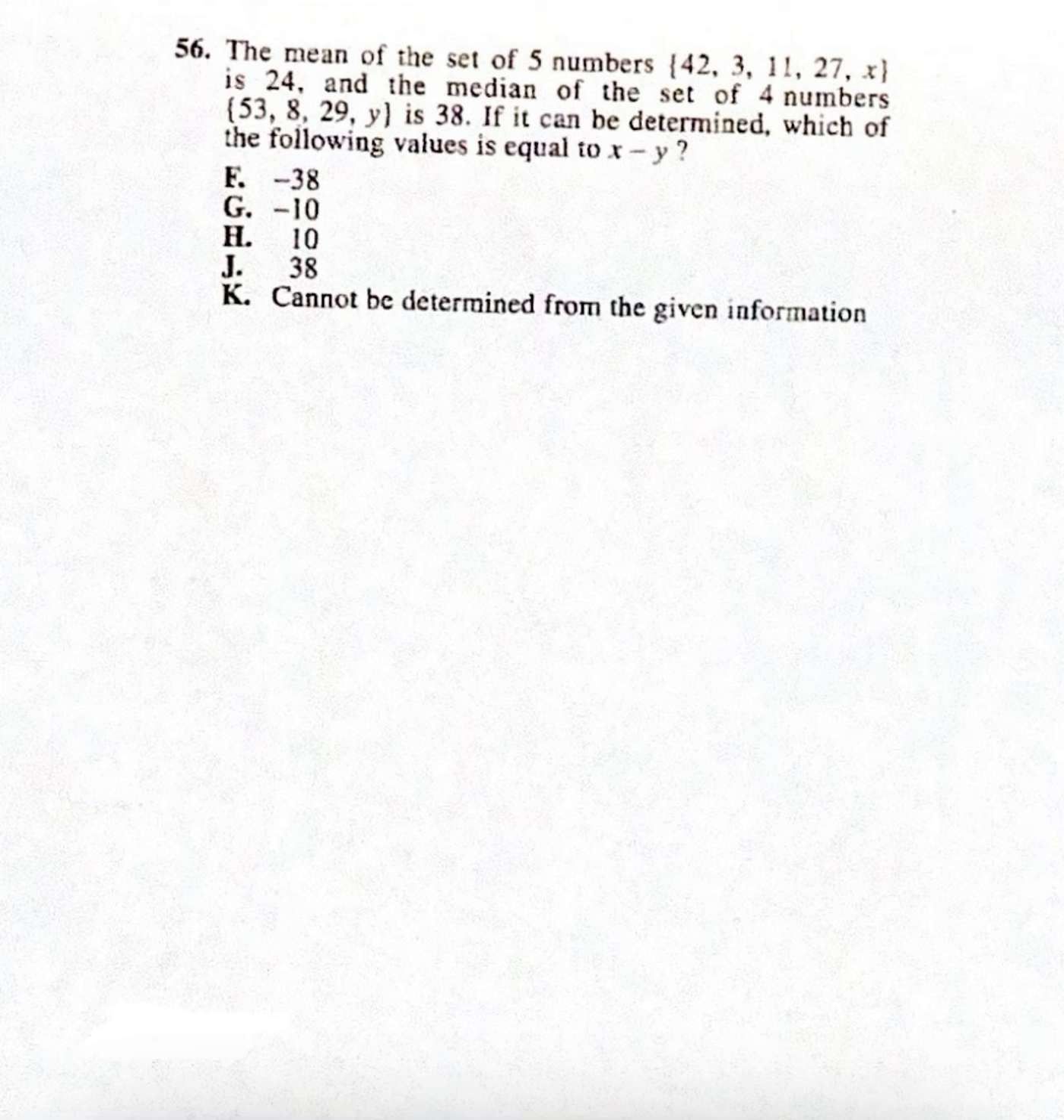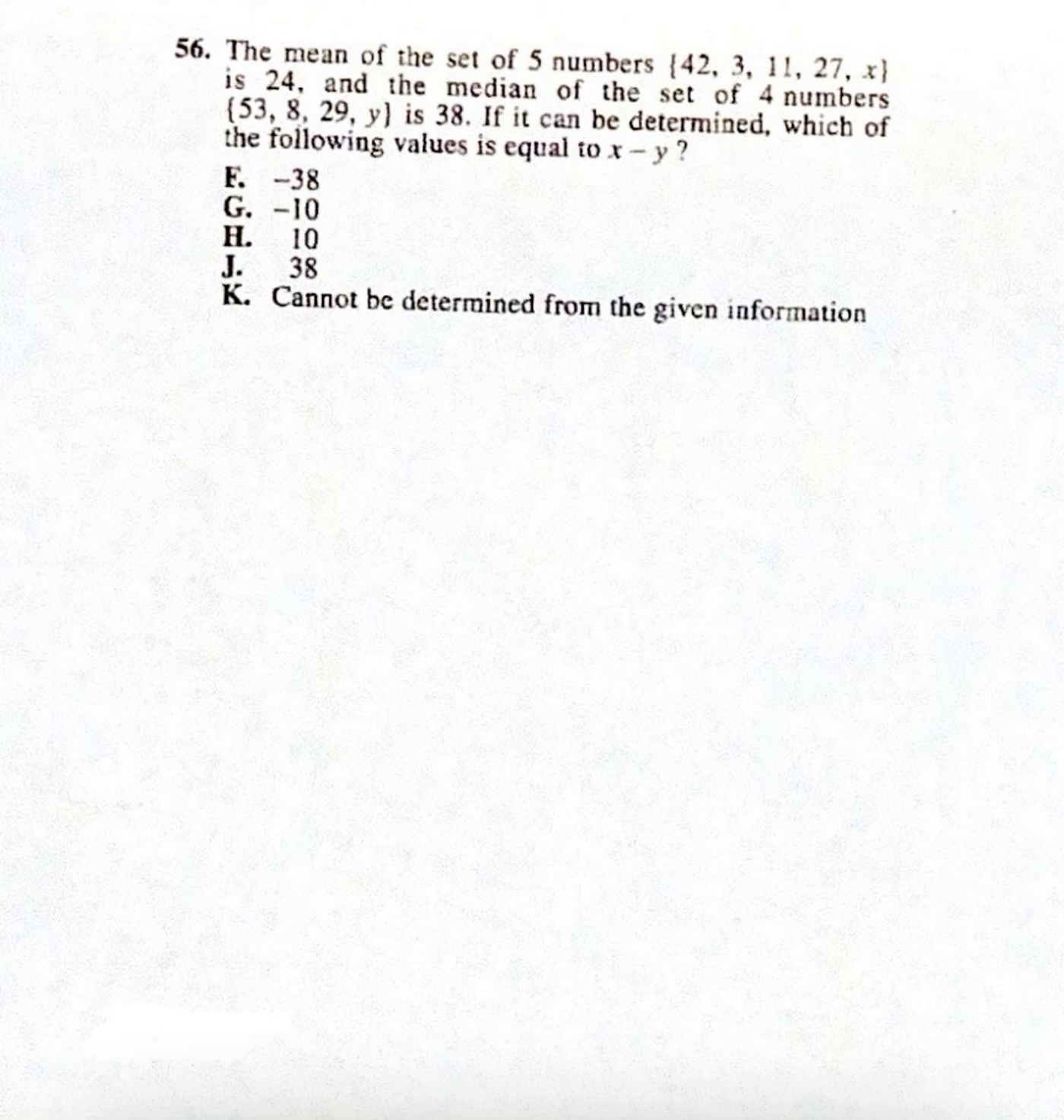The mean of the set of 5 numbers, 42, 3, 11, 27, and x, is 24. And the median of the set of 4 numbers, 53, 8, 29, and y, is 38. If it can be determined, which of the following values is equal to x minus y?